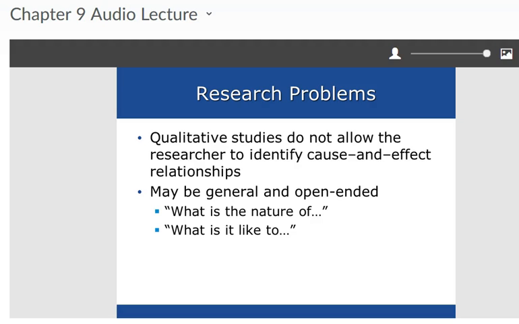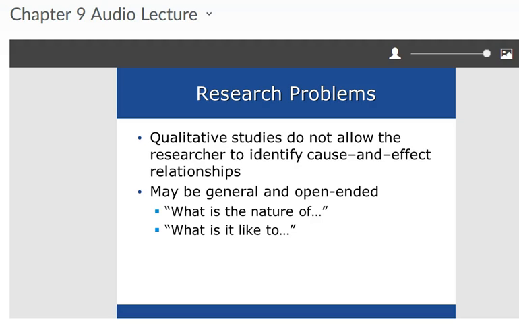So they may be real general. For example, what is the nature of living in a small rural town? It's not very specific as to what I'm looking for. It may be the social interaction, the availability of resources, anything that the participant brings to the forefront then becomes important. So that's a more open-ended type of research methodology than specifically narrowing down your variables of interest, as we did in some of the quantitative studies that we talked about.